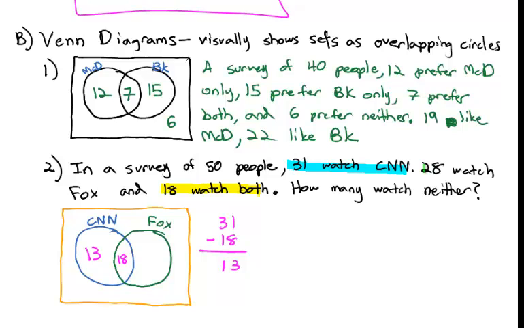Similarly with Fox, we have 28 people watching Fox. Well, that 28 people includes the 18 that are watching both. So we're going to subtract the 18 off to see how many just watch Fox. When we subtract, we get 10 people just watching Fox.